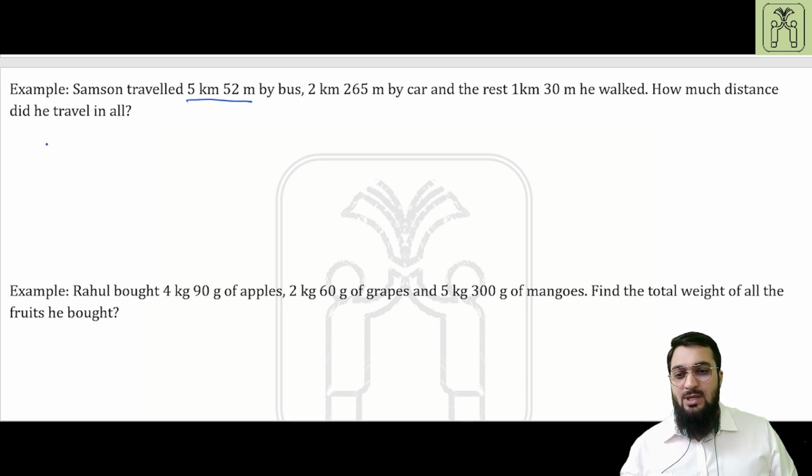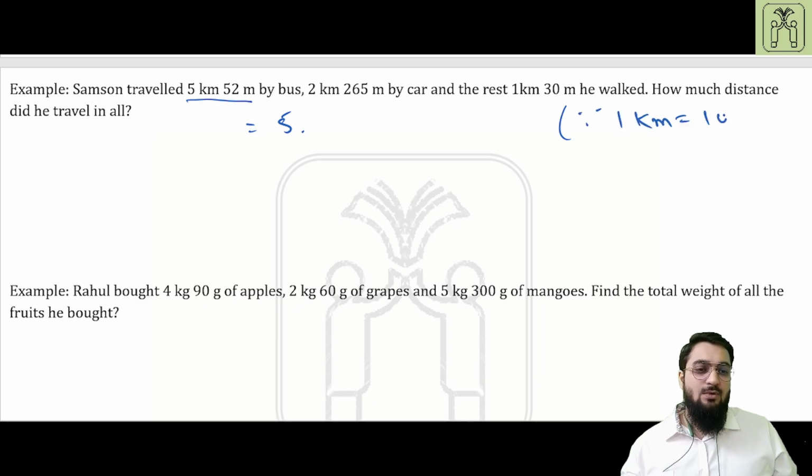So first will be Samson traveled 5 km 52 meter by bus. Traveled by bus is equal to 5 km 52 meter. Then you will write is equal to 5 km point 52 meter. So in bracket you will write since, because, or you can write because 1 kilometer is equal to 1000 meter. So here directly we will write 5.052 kilometer.